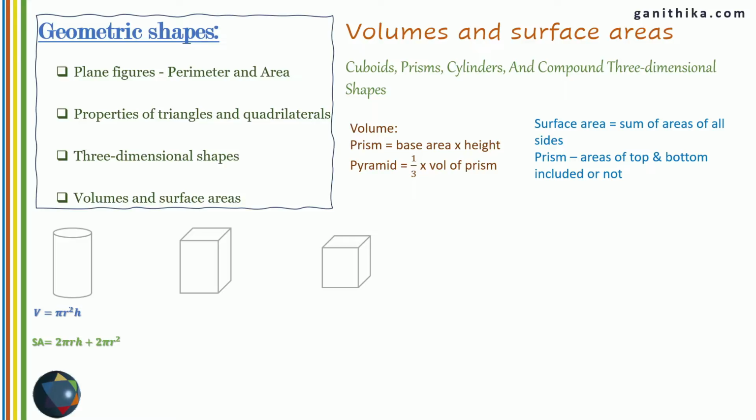As I just said, it could be open at the top, open at the bottom, both open, or one of them open and one closed. Whatever it is, depending on the situation, you will adjust this 2 pi r squared part of the formula. Clear?